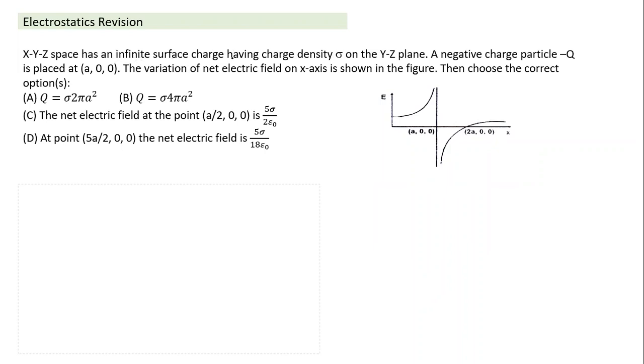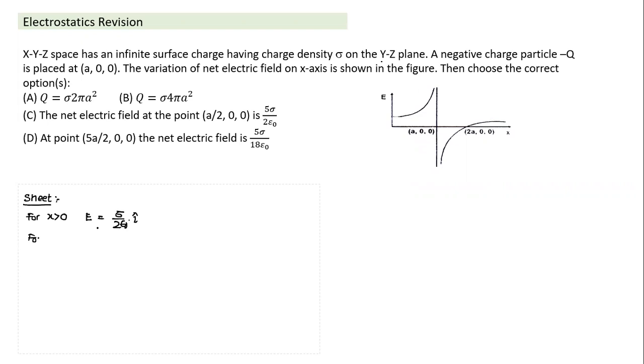XYZ space has an infinite surface charge having charge density sigma, and this surface charge is placed on the YZ plane. So what is the field it will create? Suppose the question was to write an expression for the field due to this charge. A sheet charge will always create a field which is perpendicular to the surface. It is the YZ plane, so it will create field only along the I cap direction or minus I cap direction. If charge density is positive, for region x greater than 0, the field will be in this direction, equal to sigma by 2 epsilon naught in the I cap direction.